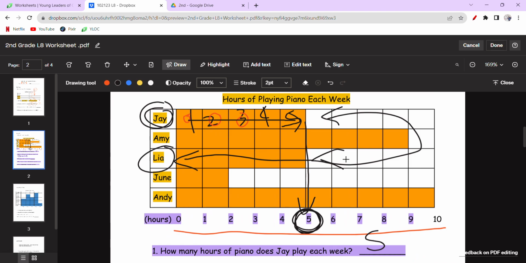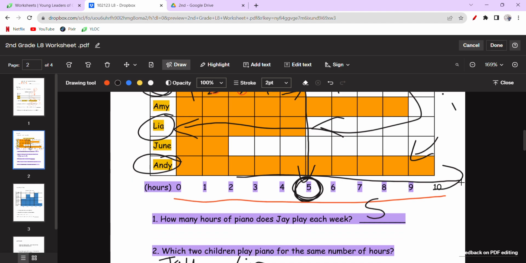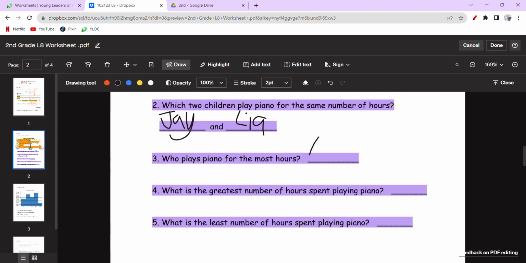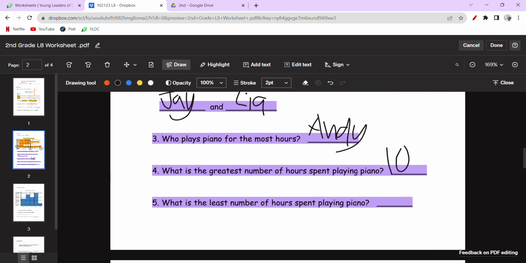Number 3, who plays piano for the most hours? Again, this is very easy, and the larger they go from here means that they practice more hours. If we look at the scale over here, we can see that Andy played the most because he has the most orange boxes that go up to 10. So it'll be Andy. What is the greatest number of hours spent playing? Since Andy plays the longest, you can either count or just identify right here. It drops down to 10, so he spends 10 hours.